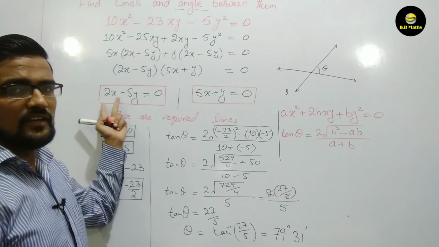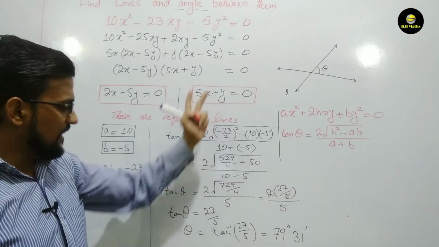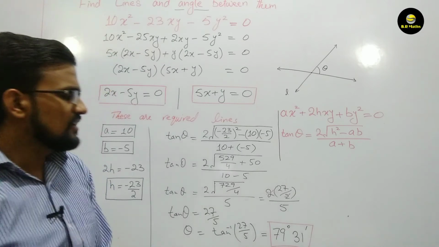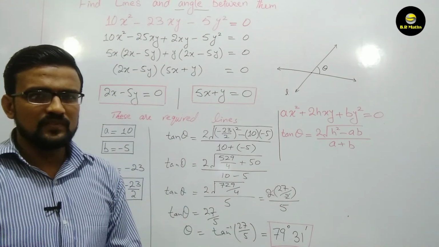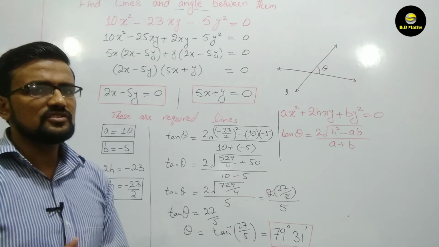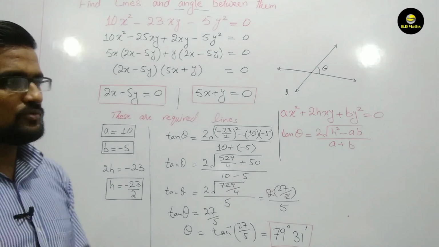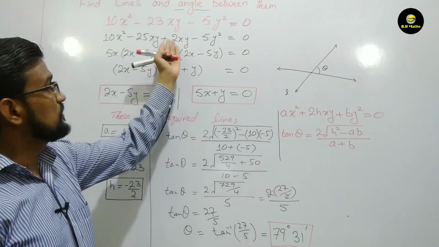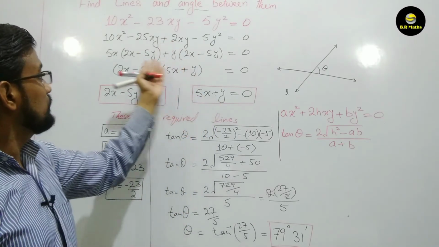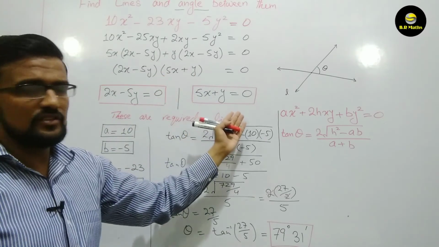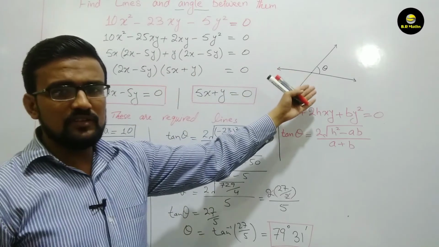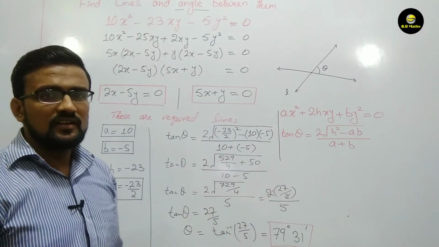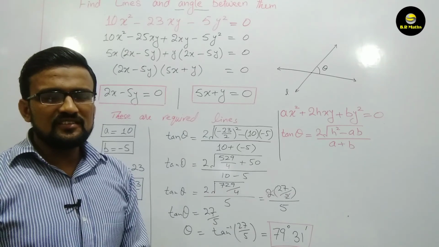This is the first line and this is the second line, and the angle between them is 79 degrees and 31 minutes. This is the most important question. I hope all of you know about the whole procedure. Firstly, take the factorization and find the two required lines, and then the angle between these lines is found according to this rule, applying the formula. I hope you understand this question.